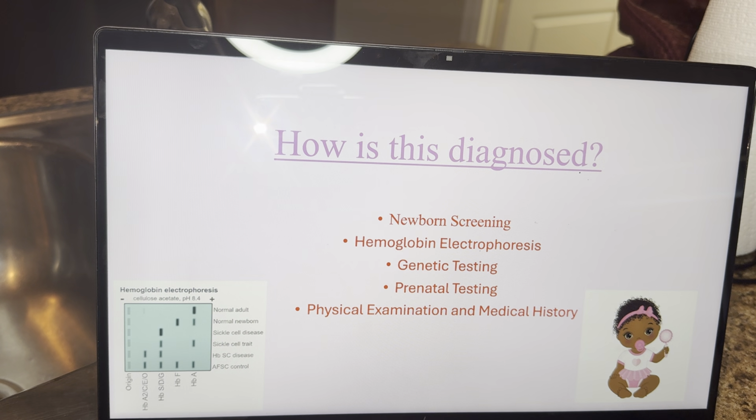So how is sickle cell anemia diagnosed? Sickle cell anemia can be diagnosed in multiple different ways. Newborns are always screened now for sickle cell anemia. There's also hemoglobin electrophoresis, there's genetic testing, you have prenatal testing, and there's also physical examination. You can go in, tell the doctor your symptoms. They can do blood tests, of course, and we as lab techs can obviously see sickle cell anemia underneath the microscope.